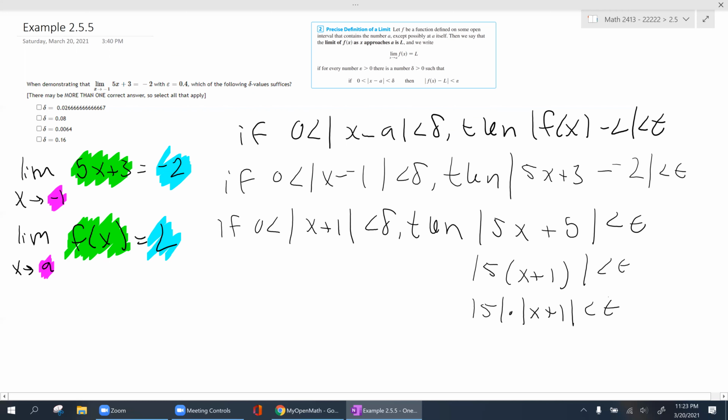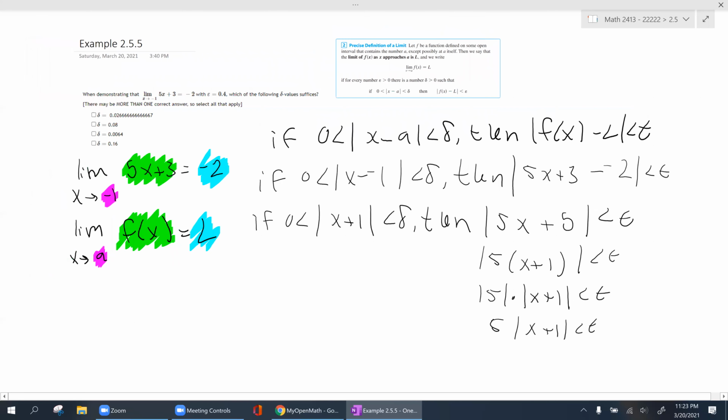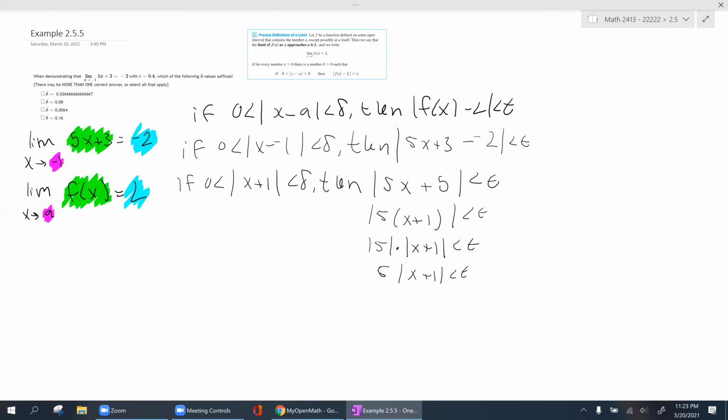This, and I know the absolute value of 5 is just 5, right? And then I divide both sides by 5, right? So I'm told here that x plus 1 is less than epsilon over 5, meaning delta is equal to epsilon over 5, all right?